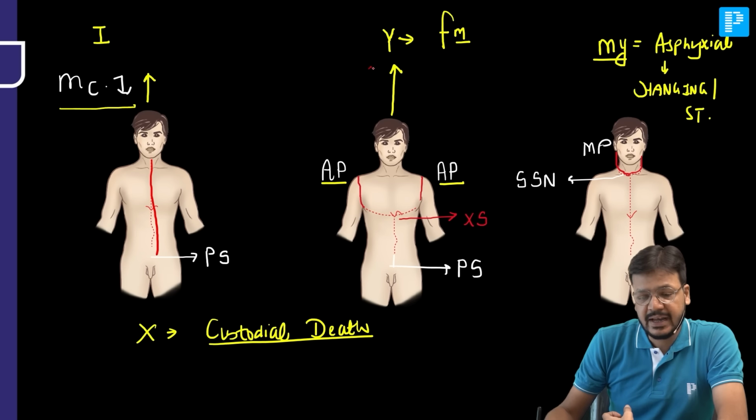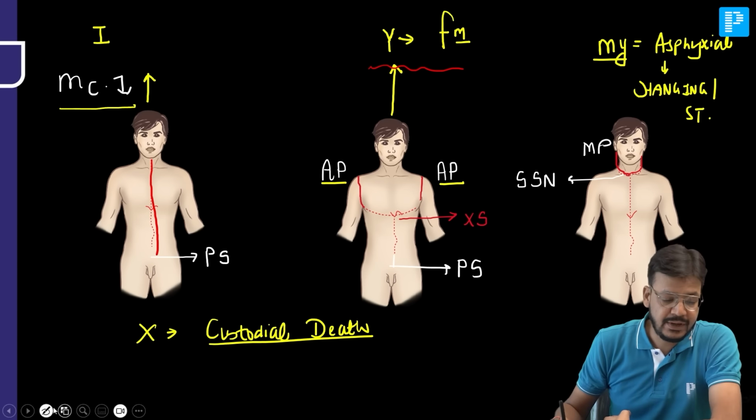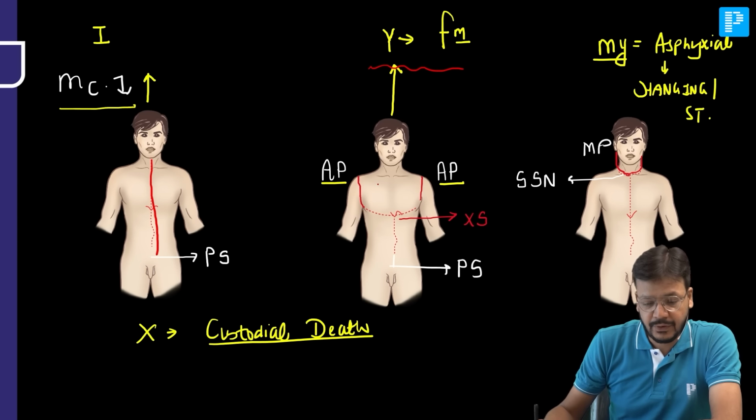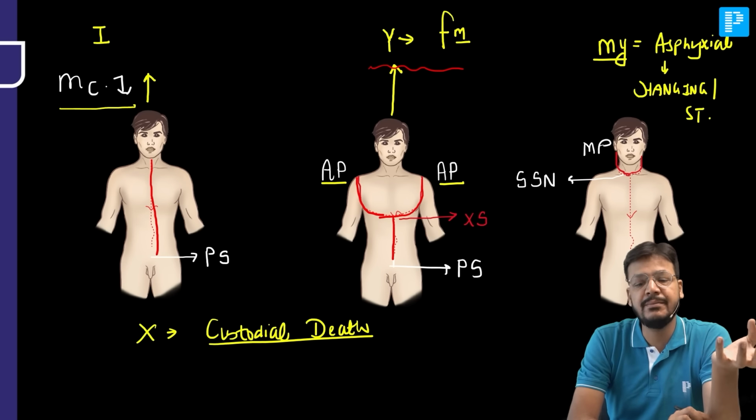Second incision, Y. So who used to say Y? Brother, who says Y in our homes? Is this done by male or female? That is, Y shape incision is done in female, my dear friend. It starts from the acromion process from both sides, then comes in the midline, then goes to the pubic symphysis. So Y shape incision is done in female.